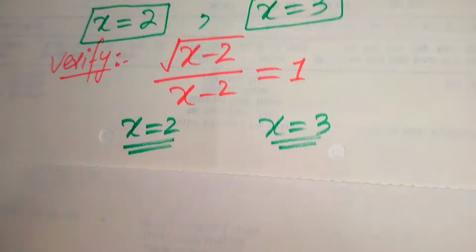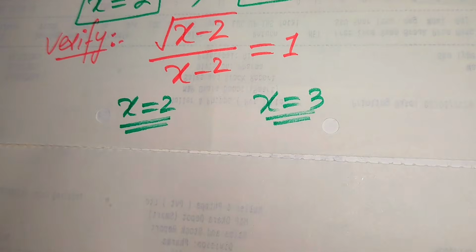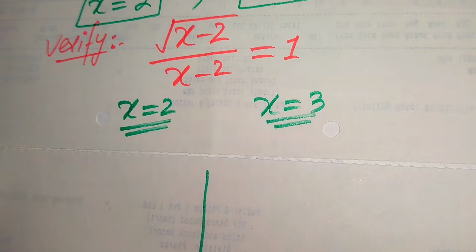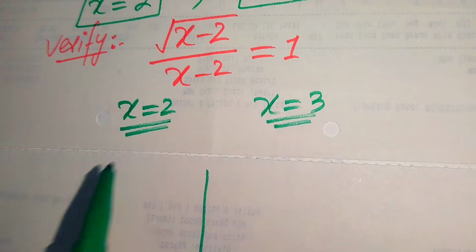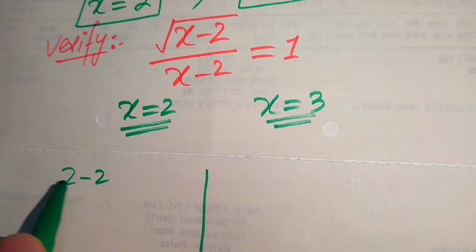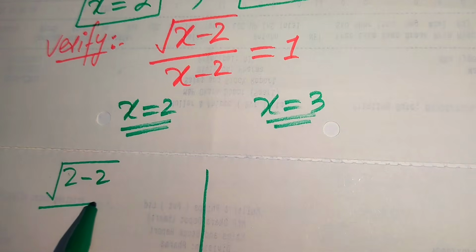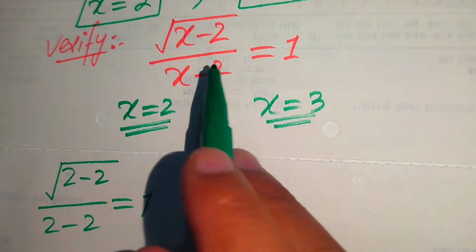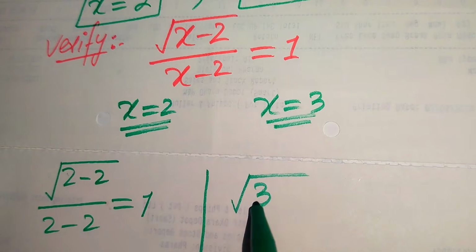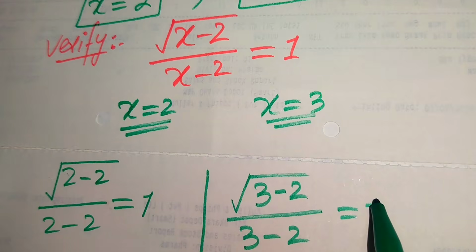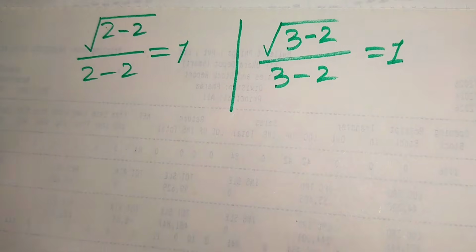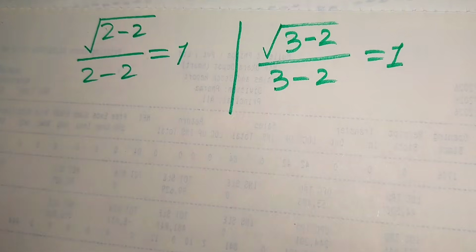So here we verify both of these two roots of the given equation, so that we substitute both of these two values into the given question statement. So when you put x equals 2, it becomes square root of (2 minus 2) divided by (2 minus 2) is equal to 1, and when we put x equals 3, it becomes square root of (3 minus 2) divided by (3 minus 2), and this whole equation is equal to 1. So here we need a little bit more simplification, and we determine the solutions of this problem.